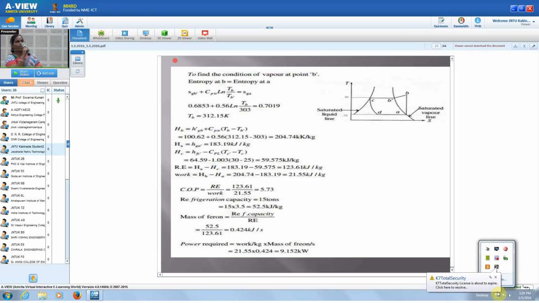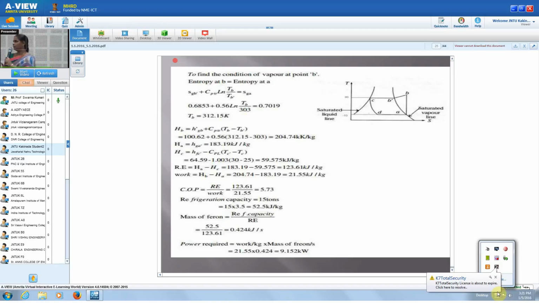And already you have found the refrigeration effect per kg. So first find out the mass of the refrigerant, that is Freon required. That is the ratio of the refrigeration capacity to the refrigeration effect produced per kg of the refrigerant. So with that, the mass of the Freon or the refrigerant required is 0.425 kilojoules per second.